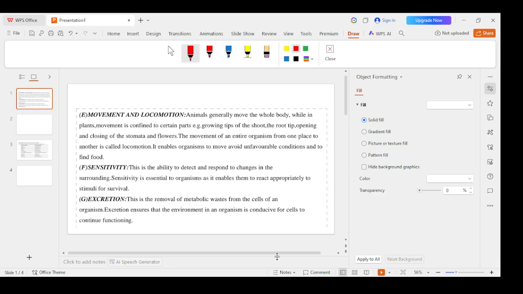Then we have another characteristic here, which we call excretion. We have talked about sensitivity, we have talked about locomotion and movement. So we are done with this one. We are now here on what we call excretion. Excretion is the process of removing waste products produced by metabolic activities from the body. So, the removal of unwanted products in the body.